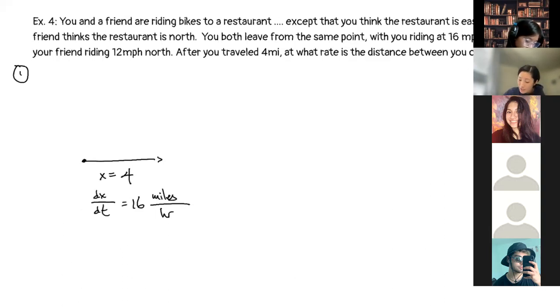All right, so this is you. Let's see what's happening with your friend. Your friend is riding north. Your friend is off this way. I don't know what they were thinking. I don't even know where the restaurant is in this problem, but clearly you did not agree on where you were going. Now, one thing we do know for sure is that north and east meet at a 90-degree angle. Since this is vertical, I might label this side as y, and since I'm looking at rates, I might label a dy dt as well.